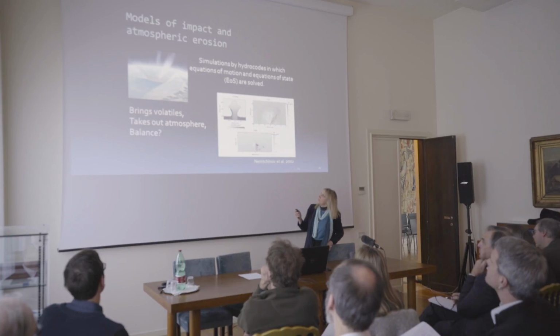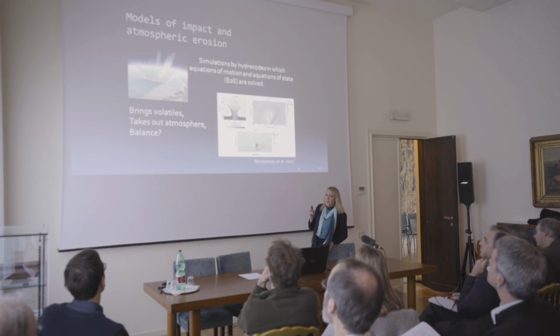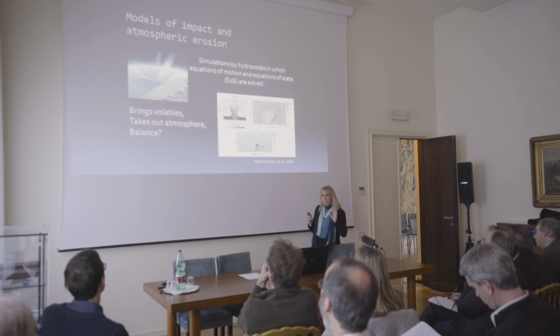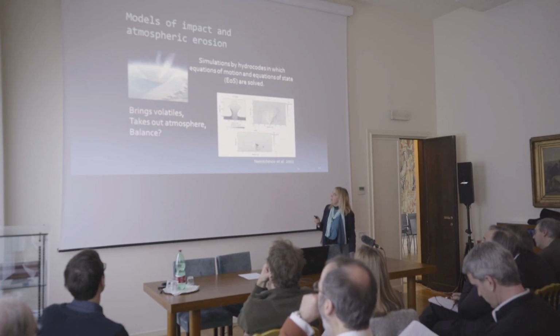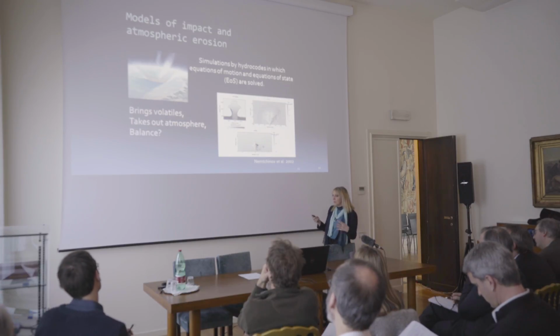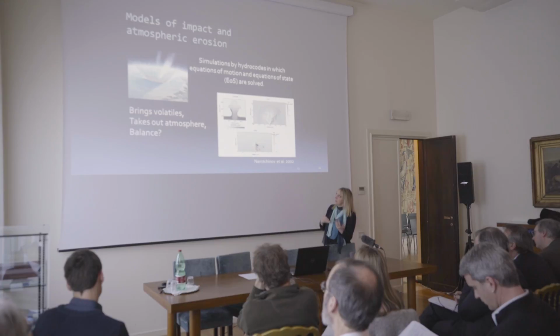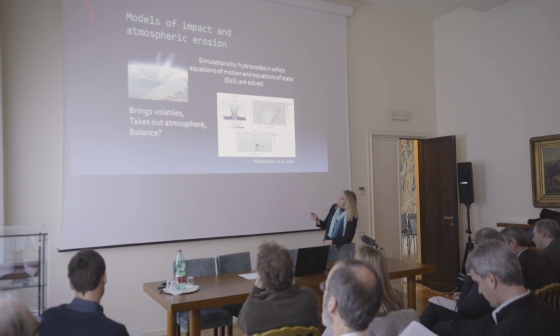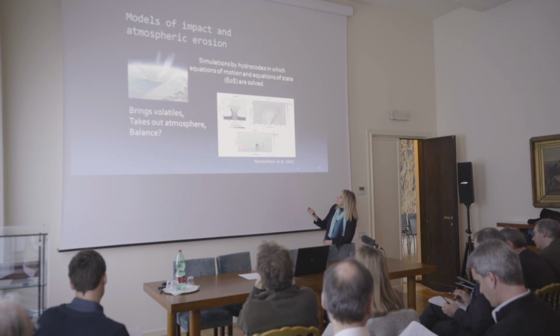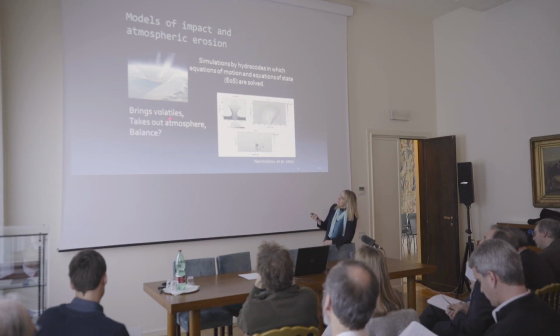And now this is to illustrate the effect of the impacts. The effect of the impacts can be either positive or negative. We don't understand exactly at this point. There are models which are positive and others that are negative, in the sense that when you have an impact, you can use a hydrocode to simulate that, but it brings volatiles, but it also takes out a part of the atmosphere. And so the mass balance must still be estimated.